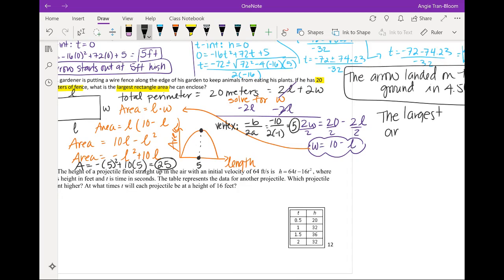Largest area is 25 what? Feet squared. Make sure you have the correct unit of measurement. Okay.